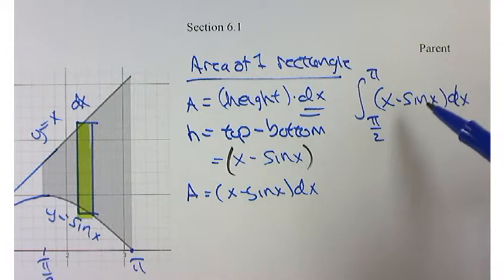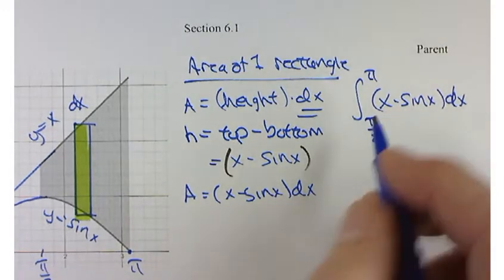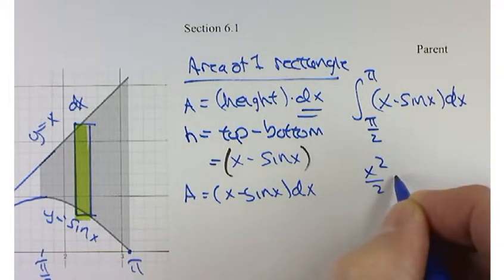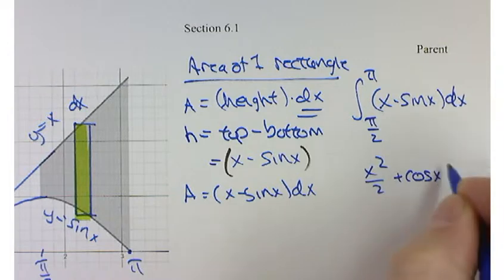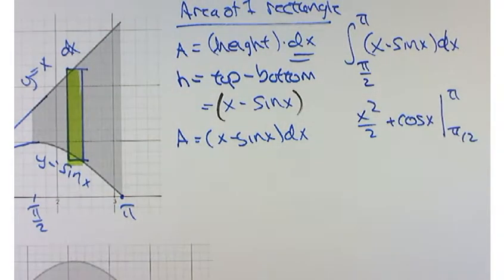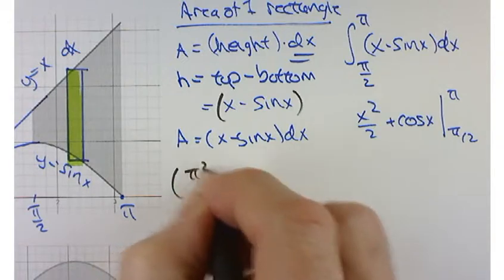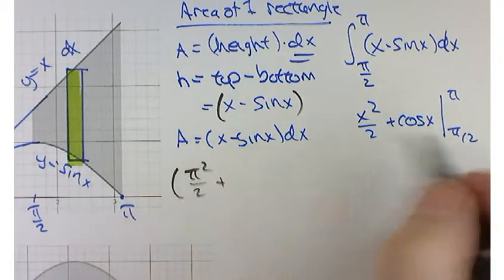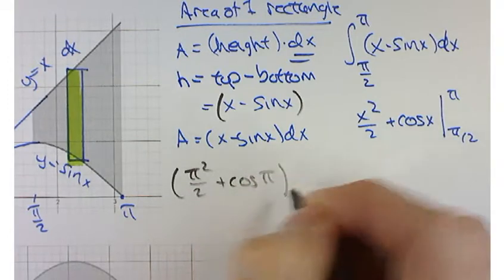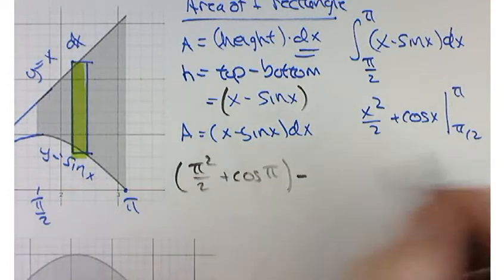Good, but what gets evaluated at pi and pi over 2? Good, the antiderivative. So what's the antiderivative for x? X squared over 2. And then for minus sine of x, it'll be cosine of x. Good, between pi over 2 and pi. Nice. So let's drop these into our function and see what we get. That's going to be pi squared over 2 plus cosine of pi minus pi over 2 squared over 2.